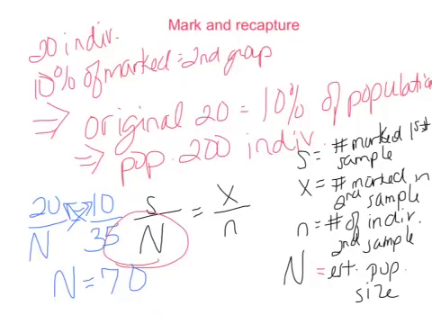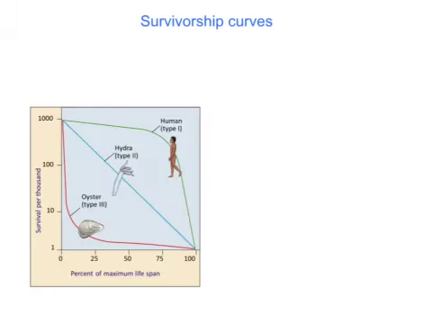Cross divide, okay, and we're at an estimated population size of 70. When we're also studying populations, we'll look at what are called survivorship curves. There are 3 different types of survivorship curves. The first one would be a type 1 curve. And a type 1 curve is relatively flat at the start.